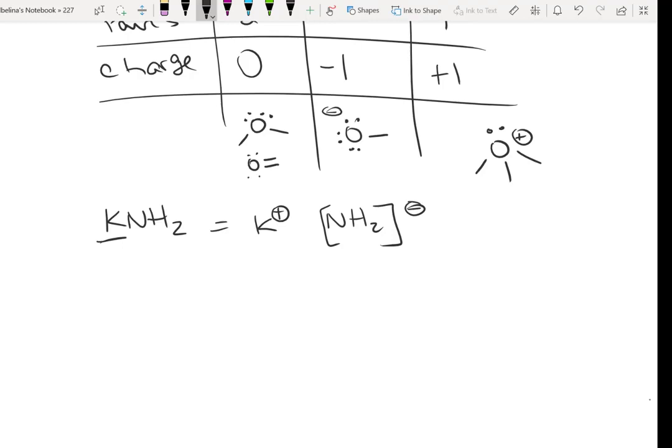So I've shown the ionic bond. Yay! So then to show the covalent bonds on the NH2 minus, the amide, I'm going to draw nitrogen bonded to each hydrogen, and then I'm going to satisfy the octet of the nitrogen with 2 lone pairs. I have to have 2 lone pairs. There's no other way to satisfy the octet because you can't have multiple bonds on hydrogen. So that's going to give me a negative charge on nitrogen.